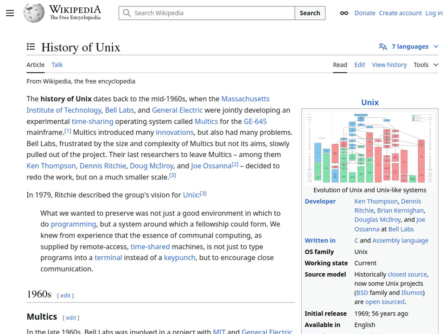The Unix story really starts in the 1960s with the Multics project, right? The Multics project. It was a collaboration between Bell Labs, MIT, and General Electric. And their goal was to create a sophisticated time-sharing system on the GE 645 mainframe. So what was the fundamental idea behind Multics? What were they trying to achieve?